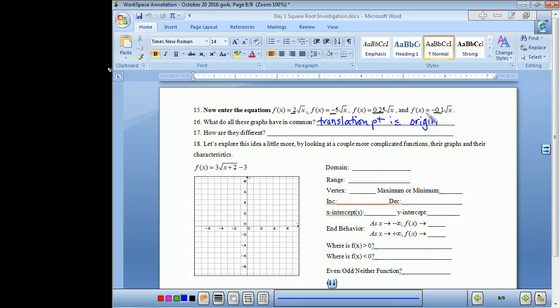What are the negatives called? Reflections. So how are they different? Some are vertical stretches. Some are vertical compressions. And some have reflections. Yes, ma'am. Call it a shrink instead of compression. You sure can.